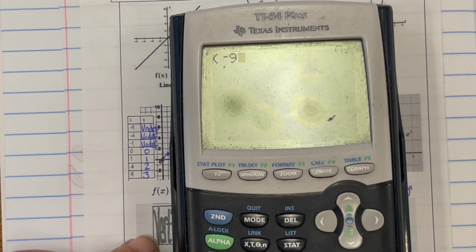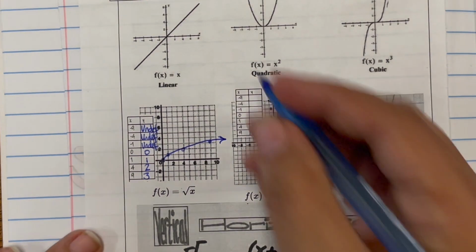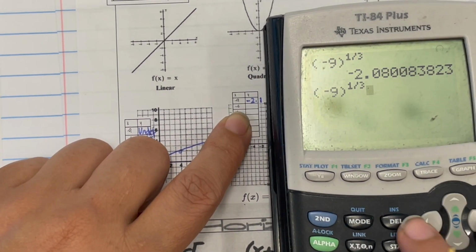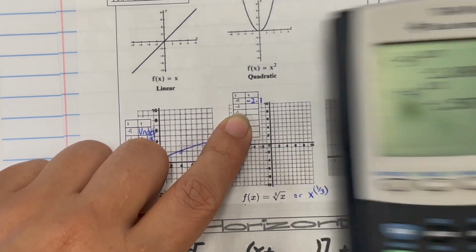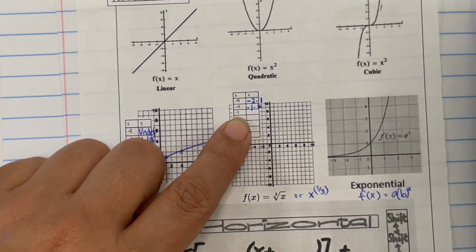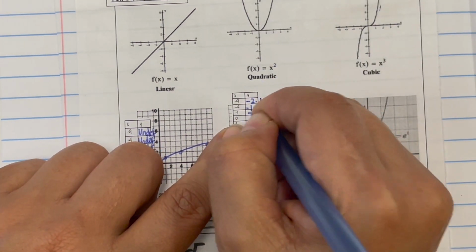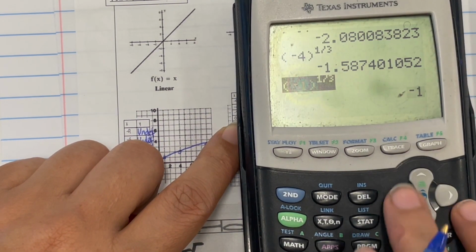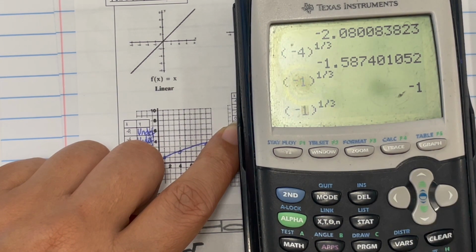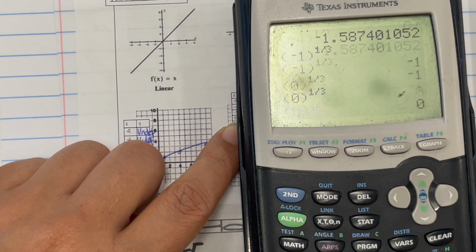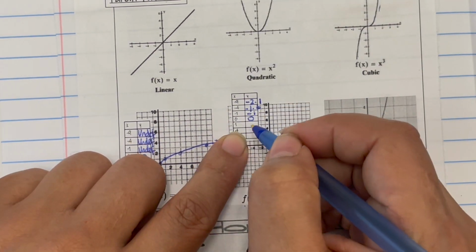So if x is -9 and I cube root it, the same as saying a power to 1/3, you're going to get -2.1. Okay, so we're going to just round it. I'm going to change the -9 to a -4, and I'm going to get -1.6. I'm going to change the -4 to a -1, and I'm going to get -1. I'm going to change the -1 to 0. So when I input the x, what output do I get? And then you just fill in the table.